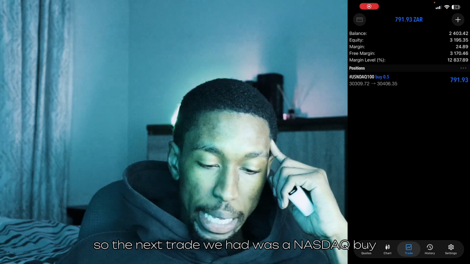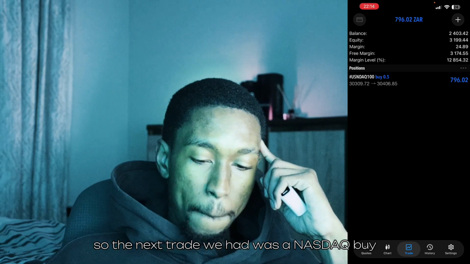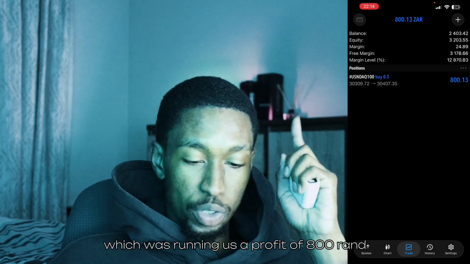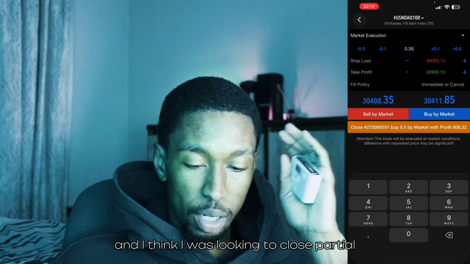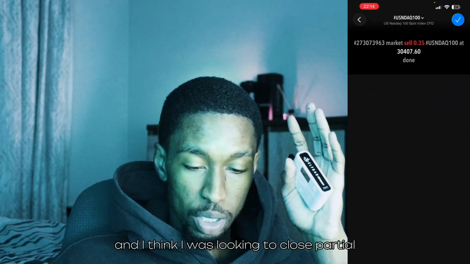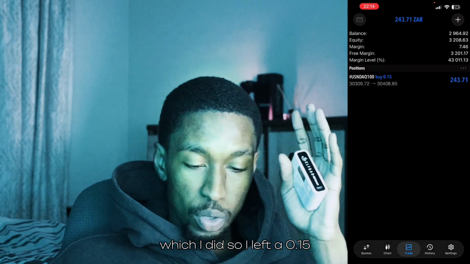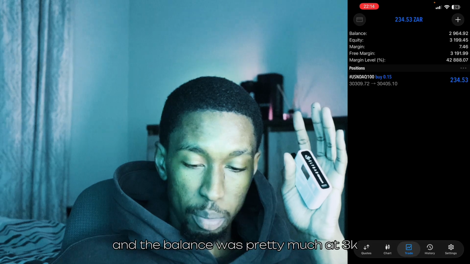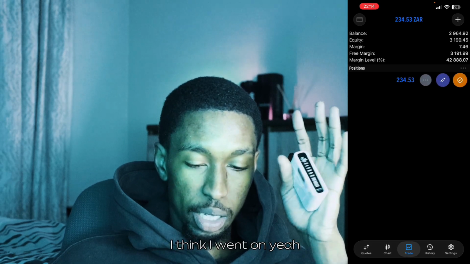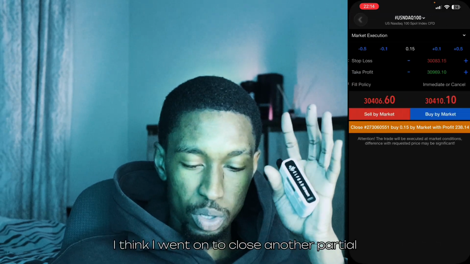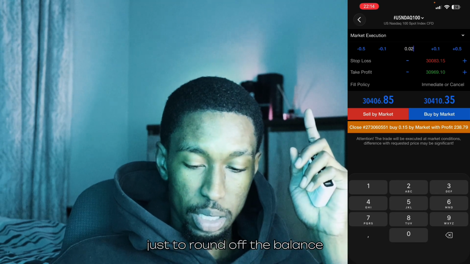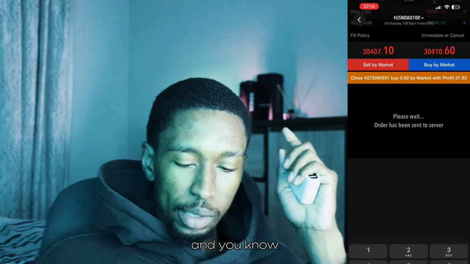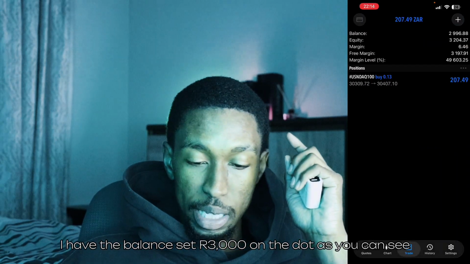So the next trade we had was a Nasdaq buy, which was running us a profit of 800 rand, and I think I was looking to close partials, which I did. So I left the 0.15, which was 240 rand, and the balance was pretty much at 3k. I think I went on to close another partial just to round off the balance and have the balance at 3,000 on the dot.